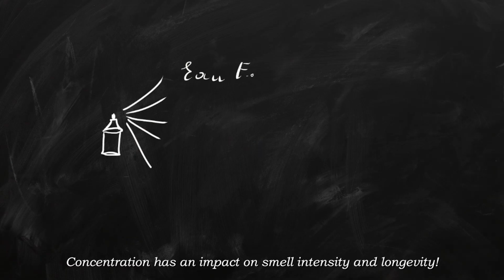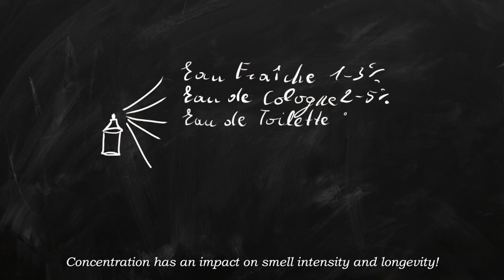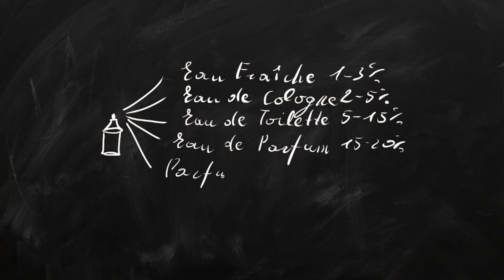Eau fraîche has an average of 1 to 3% of a concentrate. Then we have eau de cologne, which has from 3 to 5% of a concentrate. Then we have eau de toilette, which has from 5 to 15% of a concentrate. Then we have something stronger, eau de parfum, which has from 15 to 20% of a concentrate. Then at last we have parfum, also called extrait de parfum, which has from 20 to 40% of the concentrate.